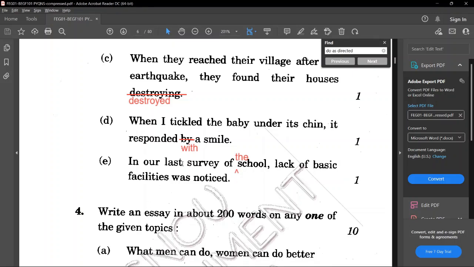Next question, question E. In our last survey of school, lack of basic facilities was noticed. As I explained in the articles part, "the" and "a" come when we are describing a noun. In this case, we are talking about a specific school, and when a specific noun is being mentioned, instead of "a", the word "the" will come. So in this case, we are inserting the word "the" between "of" and "school".